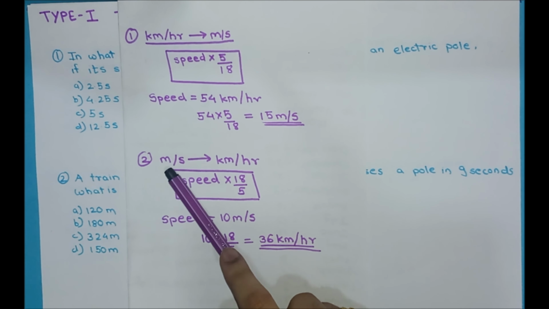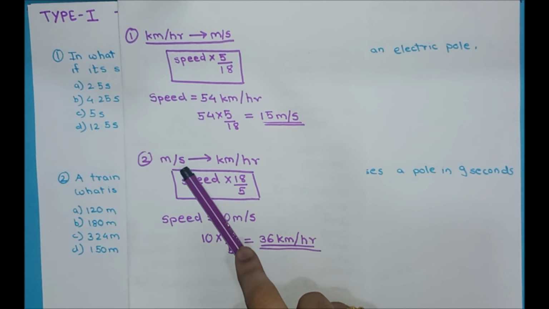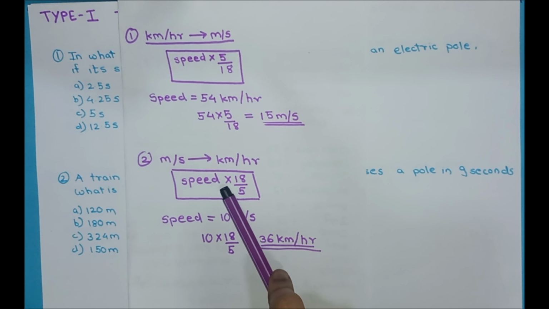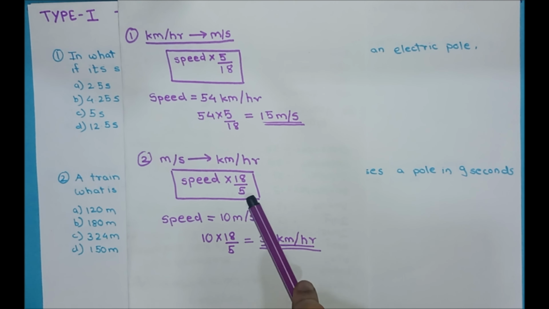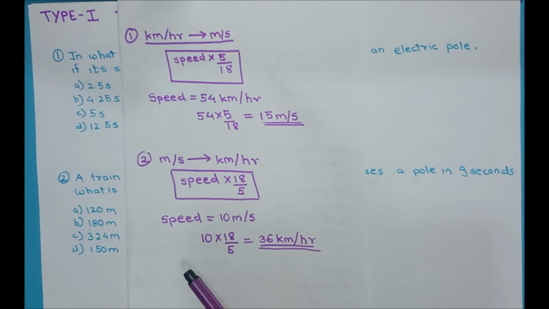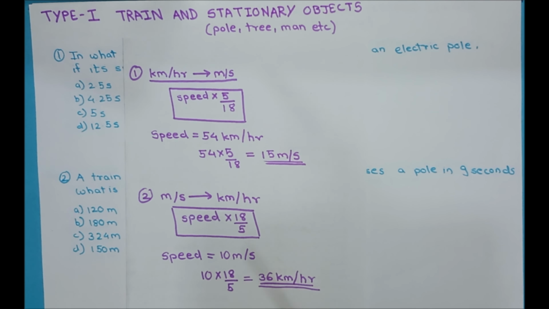Second, if you are given the speed in meter per second and you have to convert it into kilometer per hour, multiply the given speed by 18 divided by 5. Suppose the given speed is 10 meter per second. We will write it as 10 into 18 by 5 and the answer would be 36 kilometer per hour.